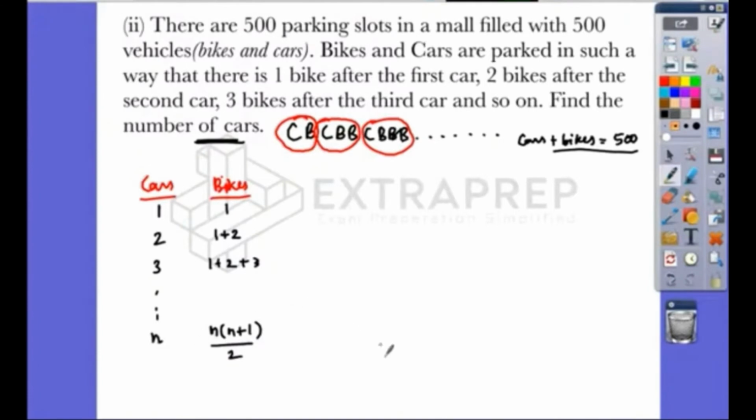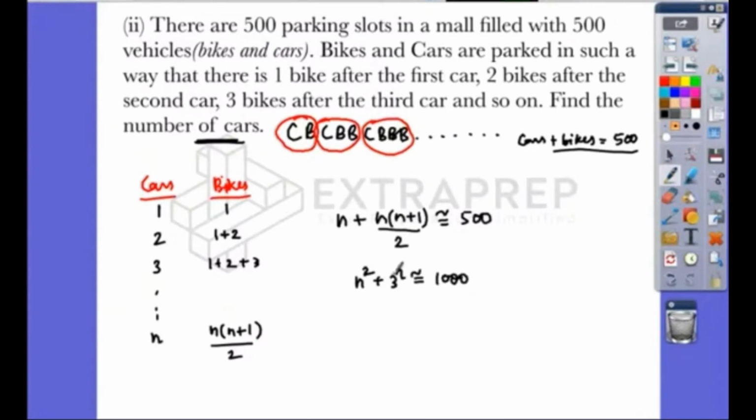Now cars and bikes together is 500. So n plus n into n plus 1 by 2. Cars and bikes together is almost equal to 500. It will not be exactly equal because we are finding the number of sets. We have to find the largest possible value of n satisfying the condition to get the answer. So this becomes n square plus 3n. 2 goes to the other side and that's almost equal to 1000.